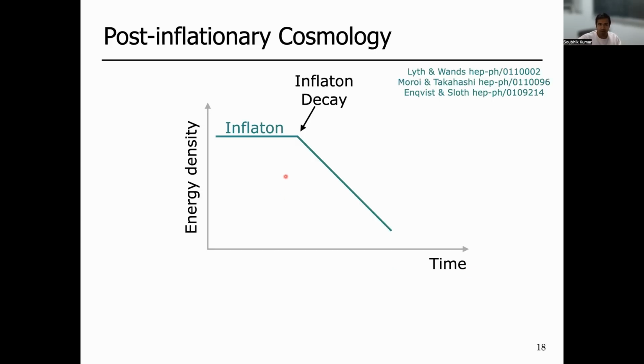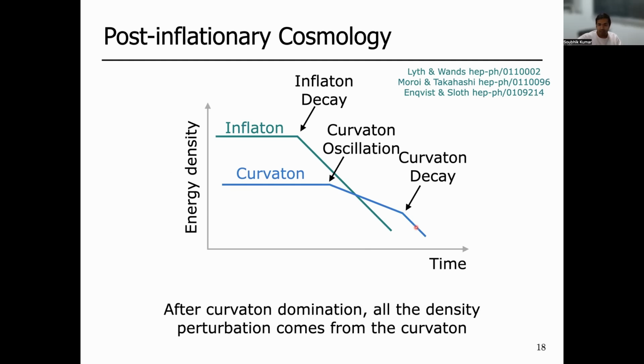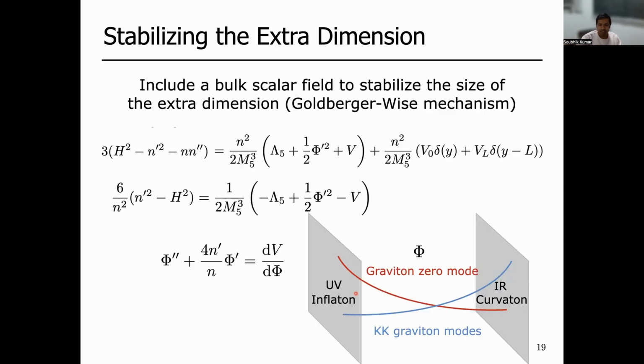So, as a very quick review, here is how the curvaton cosmology would work. The standard idea is that during inflation, you have the inflaton energy density, then the inflaton decays, inflation ends, and you have some dilution. The curvaton field, on the other hand, has a much subdominant energy density during inflation, but eventually it comes to dominate the energy density before decaying and giving back the standard lambda CDM evolution. Because the curvaton eventually dominates the energy density, all the density perturbations that we are observing are basically coming from curvaton fluctuations.